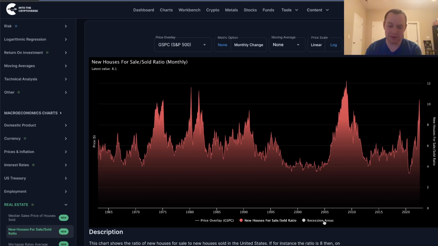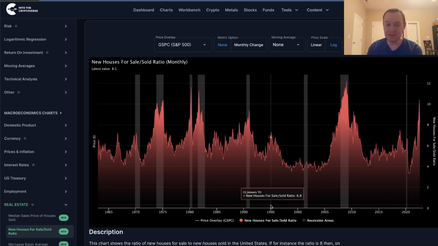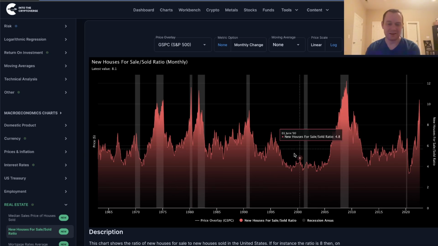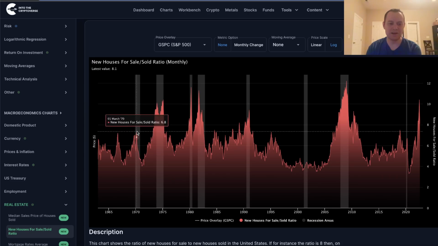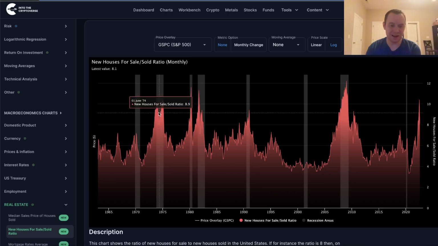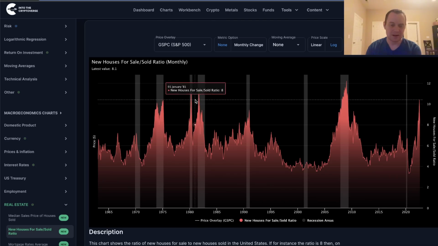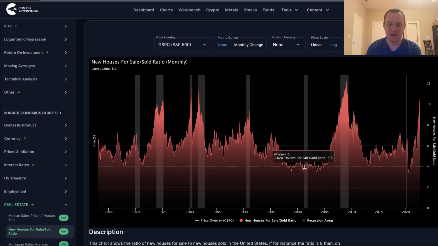If we overlay recessions, you can see, coincidentally, not always, but they tend to line up when this ratio spikes. Not all of them, but a decent number of these recessions line up to when this ratio of new houses for sale over new houses sold in the United States spikes. You can see it happen time and time again. Of course, over here in 2001, it did not.